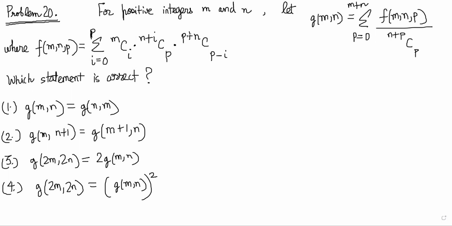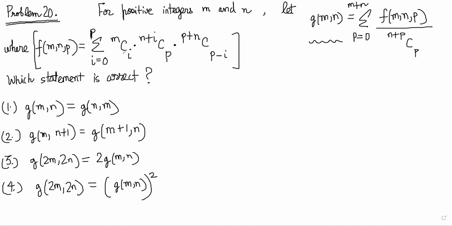Hi. In this problem, we are going to look at a binomial identity where we have a couple of functions that are defined. One is g of m of n, and that is defined in terms of an f function. Basically, it's the summation of p going from 0 to m plus n of f of m and p divided by n plus p c p, where f of m and p is defined in this particular way.